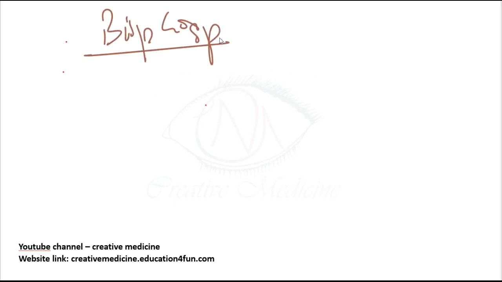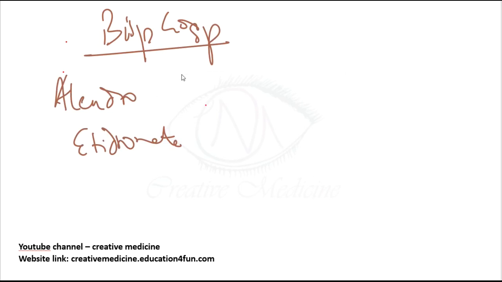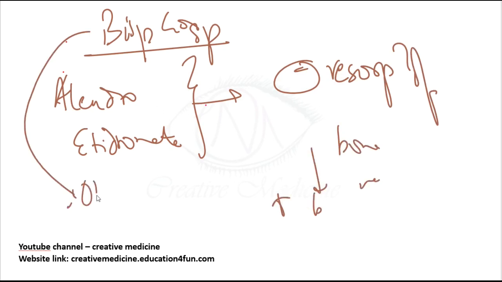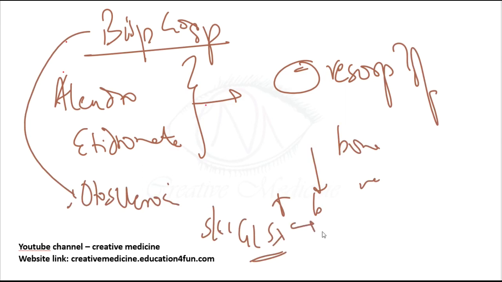Then we have the next therapy, which is bisphosphonate therapy. In bisphosphonate therapy, we give alendronate and etidronate to the patient. These alendronate and etidronate will inhibit the resorption of the bone, and thus they will increase the bone remodeling. This is actually tried in otosclerosis. And here the side effects are GI symptoms like nausea, vomiting and diarrhea due to bisphosphonate therapy.